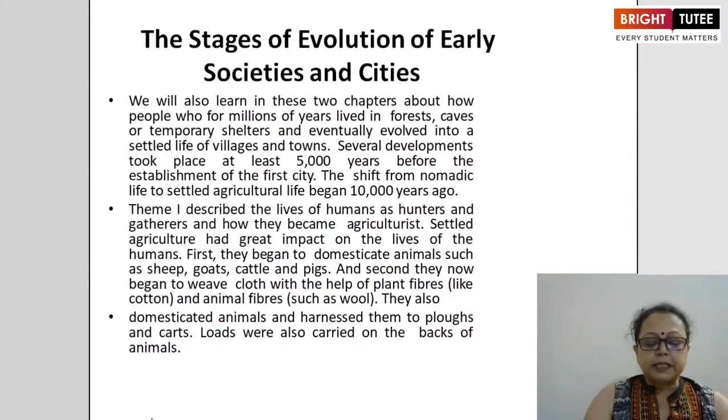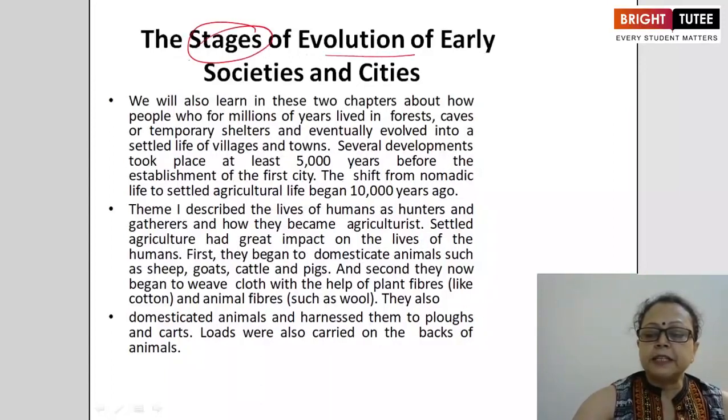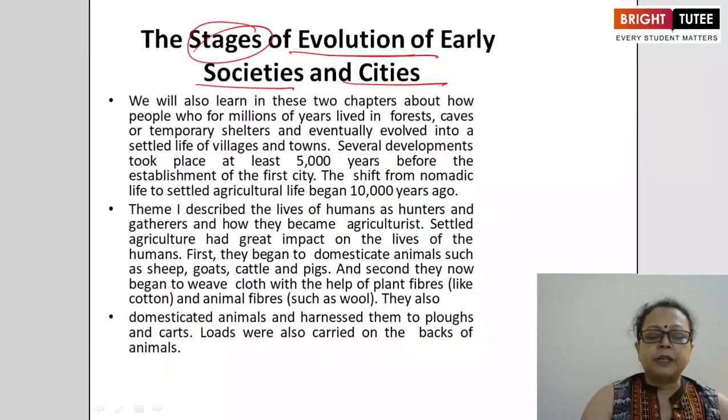Then it comes to the stages of evolution of early societies and cities, how they evolved, how they developed. So the different stages of evolution in early societies as well as the cities. Inside the first two chapters of this section, the first theme is mentioned in Chapter 2. The name of the chapter is Beginning of Time. There we have to study all such things, along with the development of the cities, the evolution of the early cities and societies.